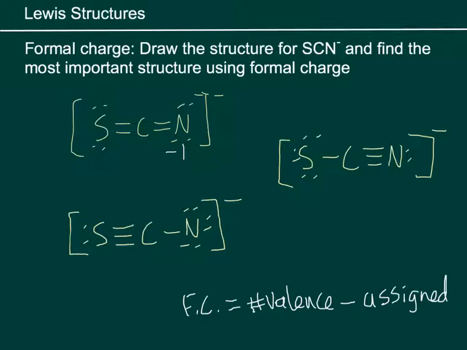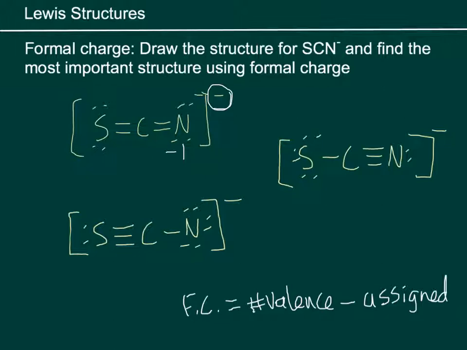Now, one of the things you'll note is that 0, 0, minus 1 adds up to whatever the charge is of the overall ion, which should make sense because we're taking valence minus assigned. If it's a minus charge, there's going to be one more assigned than there are valence in total, because we've added an electron. So let's look at the other two quickly, and then we're going to figure out which one's the best.